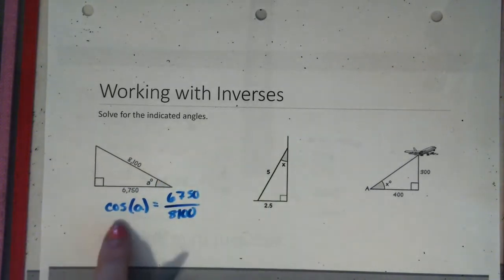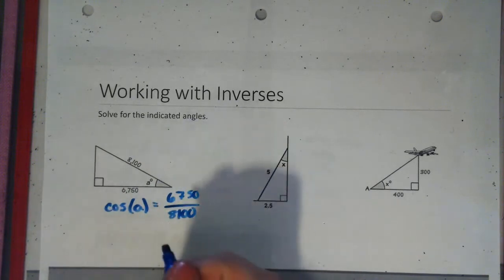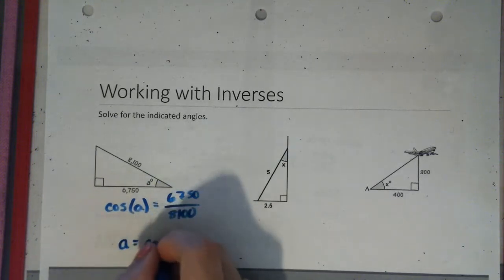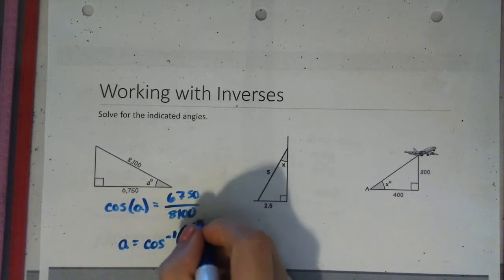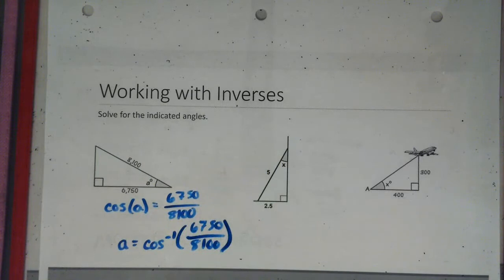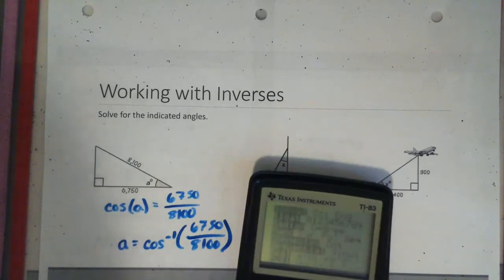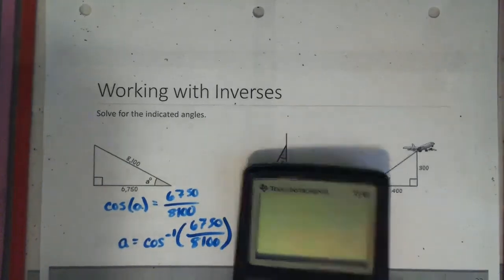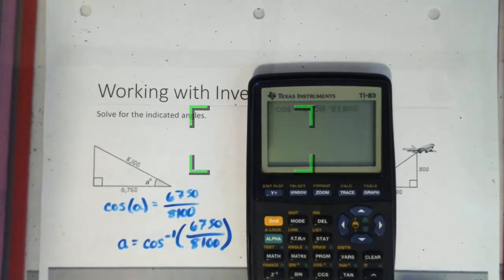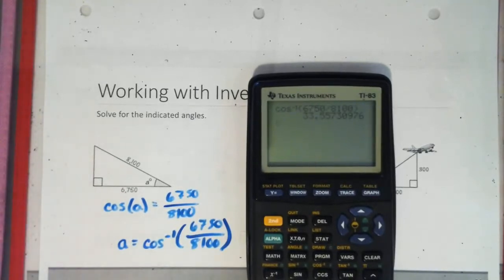I want to solve for angle A, so I need to undo this cosine. So I'm going to take the inverse cosine of both sides. That undoes the left, and I get A is equal to the inverse cosine of 6750 over 8100. This is something I can type in my calculator. Notice that it wants A in degrees, so I need to make sure I am in degree mode. And I want the inverse cosine, which is second cosine of 6750 divided by 8100. Looks like that is 33.56 degrees.